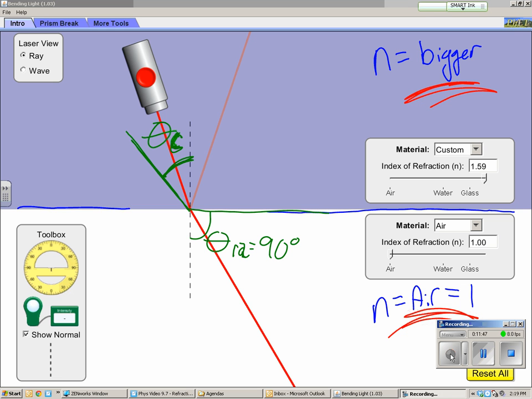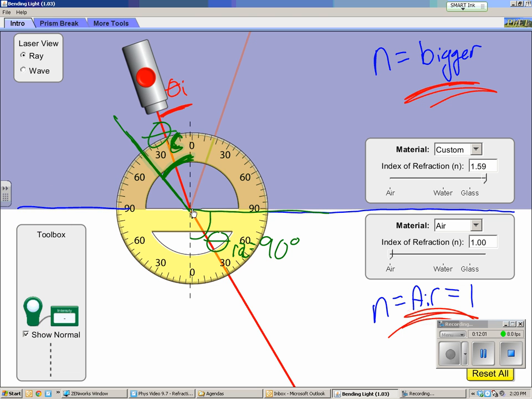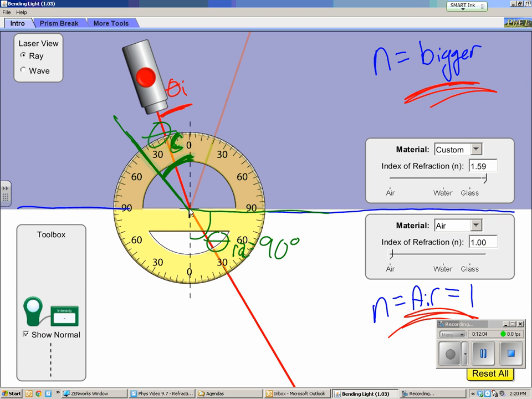You can see here's my critical angle, and my angle of incidence is smaller than my critical angle. I'll even pull out a protractor. Boom. Mr. Hecker cannot be stopped. So my angle of incidence here looks like a little less than 20 degrees, and my critical angle looks like about 40 degrees. So in this example, my angle of incidence is less than my critical angle, and so the light refracts with some angle of refraction.